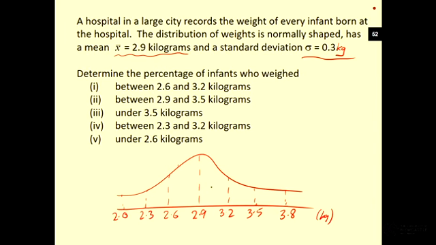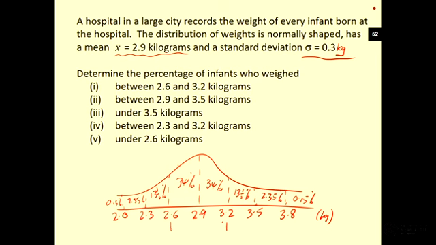And I know the percents from before, or on my resource sheet: it's 34%, 13.5%, 2.35%, and 0.15%, totally symmetrical. 34%, 13.5%, 2.35%, and 0.15%. And then it says determine the percentage of infants who weighed between 2.6 and 3.2, between there and there.